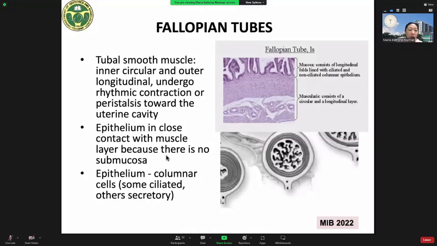Very importantly, also there is no submucosa in the fallopian tube. The epithelium is in close contact with the muscle layer because there is no submucosa.